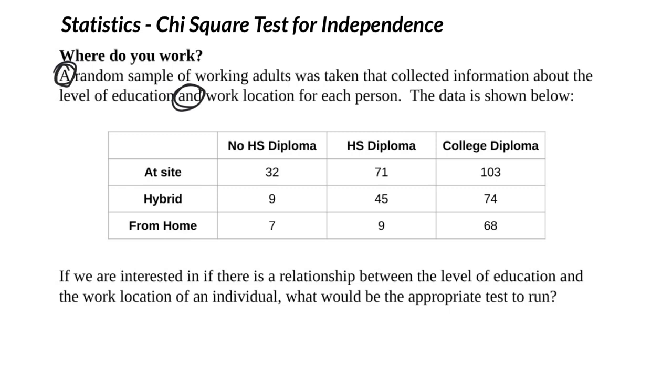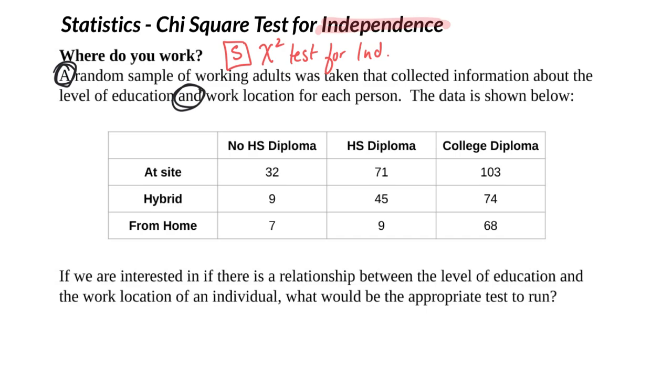We're interested in if there's a relationship between the level of education and the work location of an individual. What would be the appropriate test to run? Again, this is the chi-square test for independence. So if we were going to perform this according to our state, plan, do, conclude algorithm, the first thing I would just say is we're doing the chi-square test for independence. I would make sure you state which of the chi-squares you're doing.